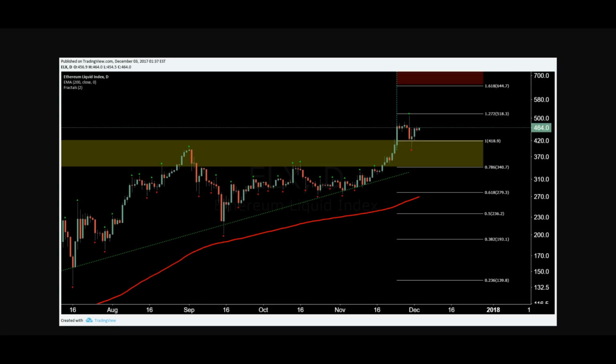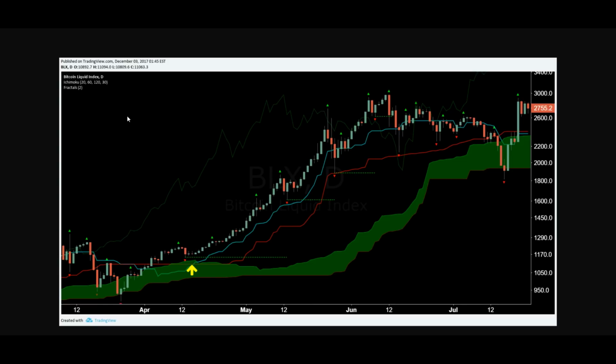So that was 4-hour. Now let's look at Bitcoin Daily, some examples again. Much easier to see once you know what you're doing. Once you do it once, it's really easy, I promise. You just got to do it once for yourself on a high time frame. Kind of like using the cloud a few times. This is even easier than using the cloud in my mind.